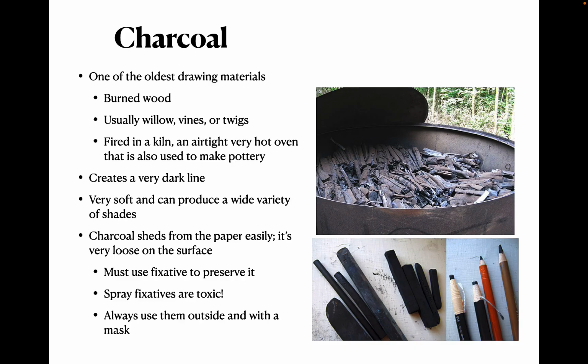It's usually made from willow vines or twigs, and it's fired in a kiln, which is like how you make pottery. So it's really sealed in a really hot oven, basically. It creates a very, very dark line, and it can be soft. It comes in all different softnesses or hardnesses, and it can create a lot of different shades and tones, which is why we're using it to create value. Value is just interchangeable with shading and toning.